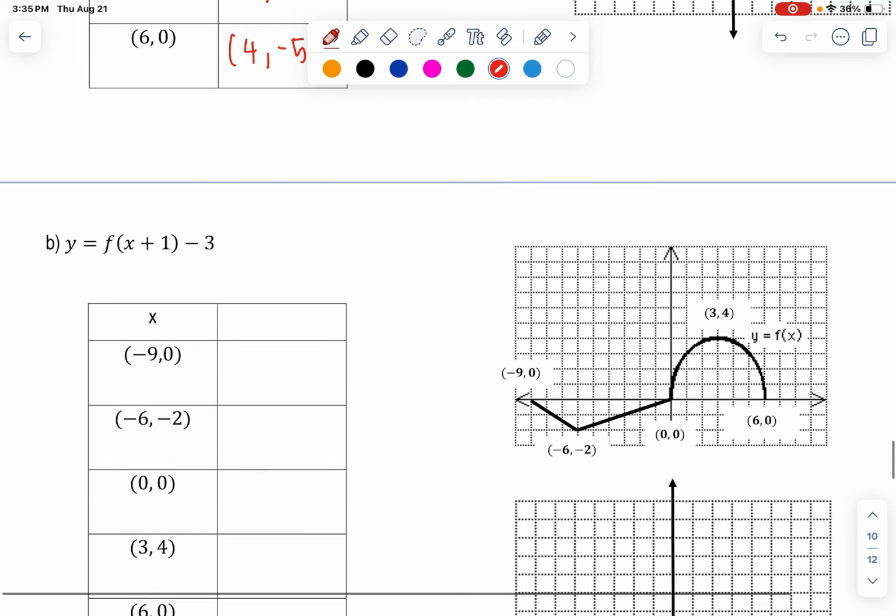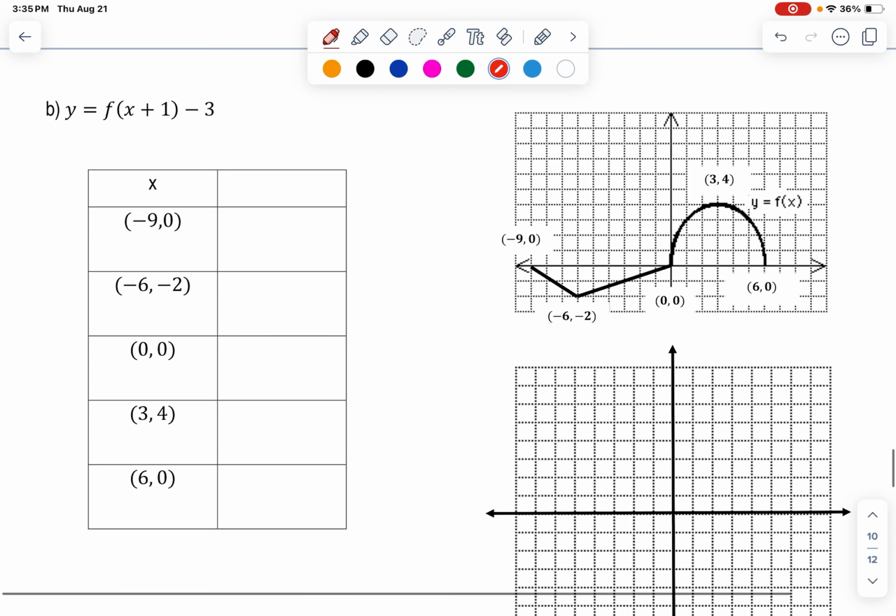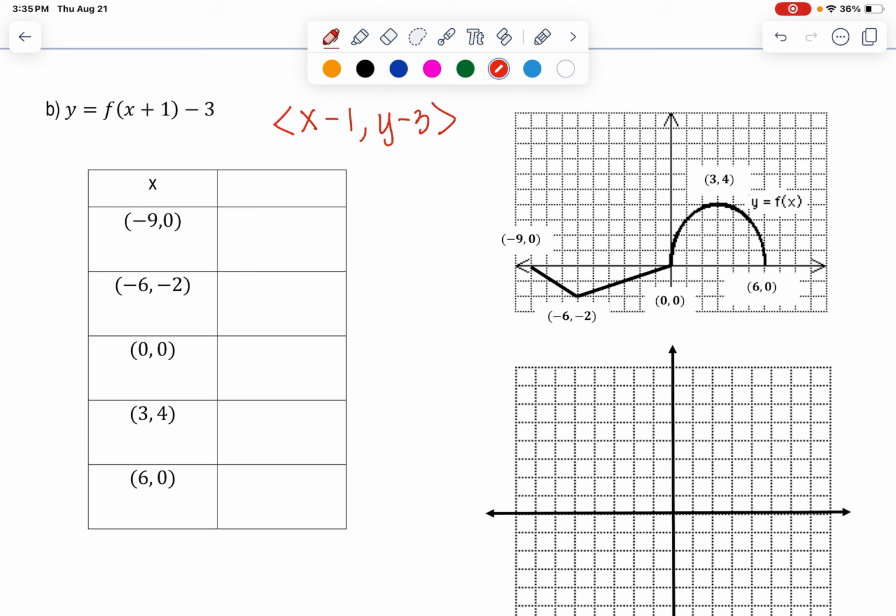Yes, beautiful. Okay, next, same function. We are going to move it left 1, so I'm going to take 1 off my x values. So here's my vector. I'm going to subtract 1 from my x values, subtract 3 from my y values. So this is f of x plus 1 minus 3.